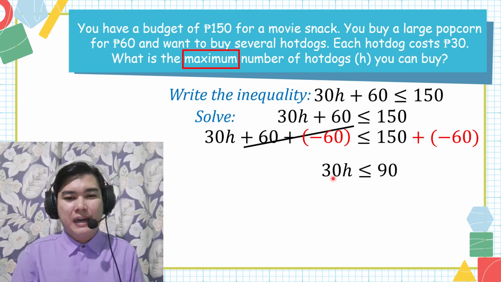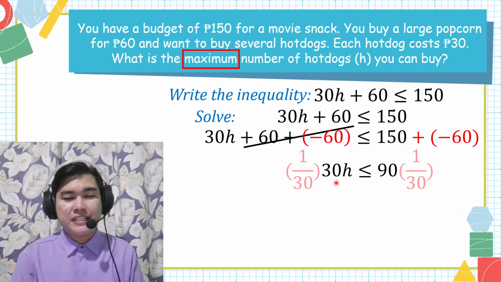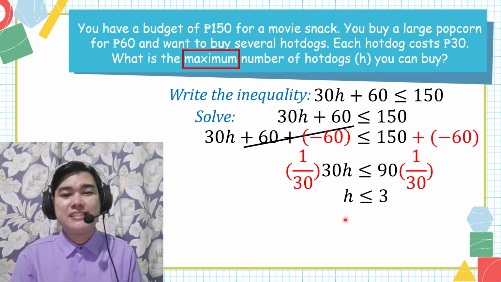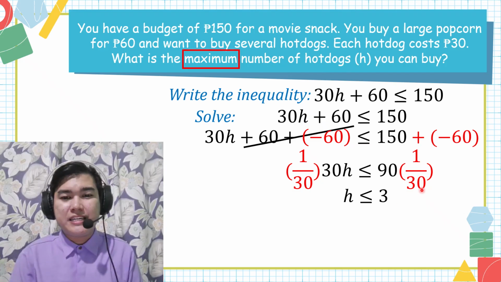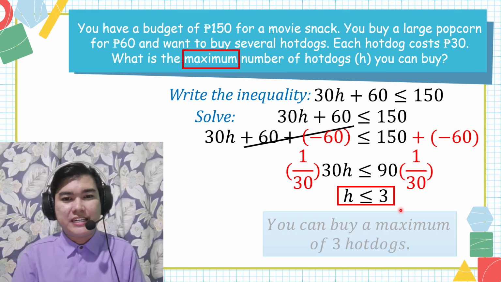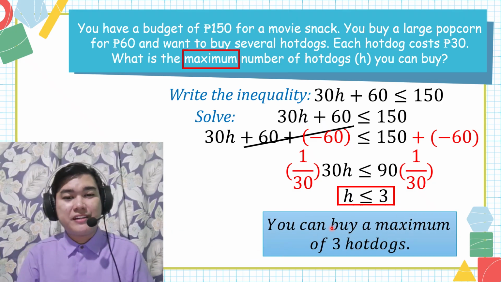Let us use the multiplication property so that this 30 will be removed. Let us get the reciprocal of 30, and that is 1 over 30. 1 over 30 times 30h is simply h. 90 times 1 over 30 is equal to 3. So therefore, h is less than or equal to 3. Meaning to say, you can buy a maximum of 3 hot dogs.